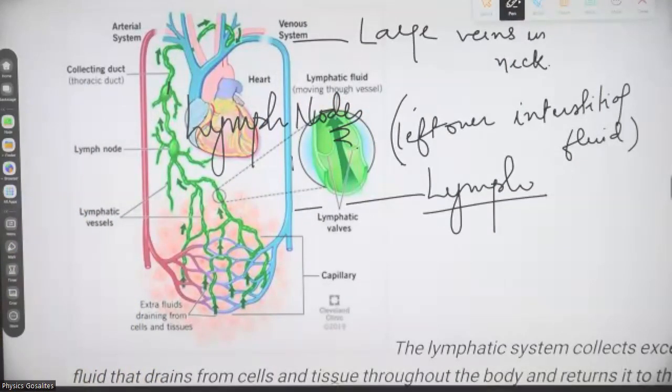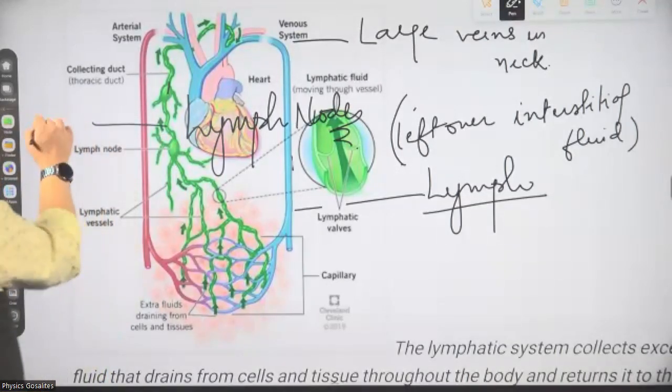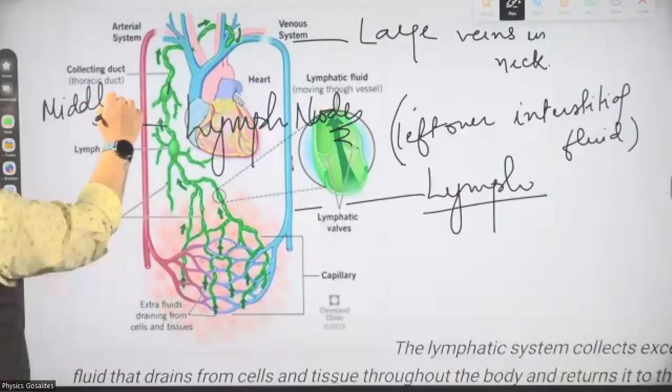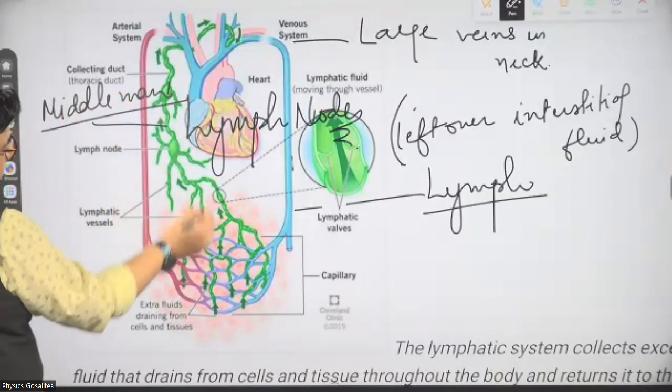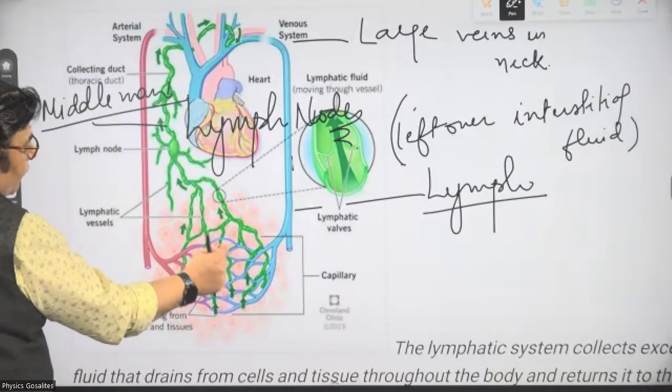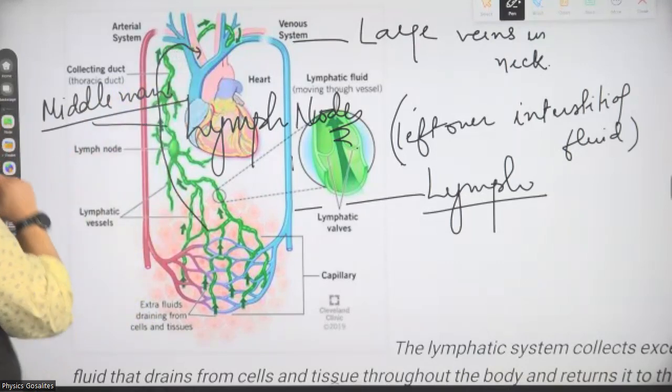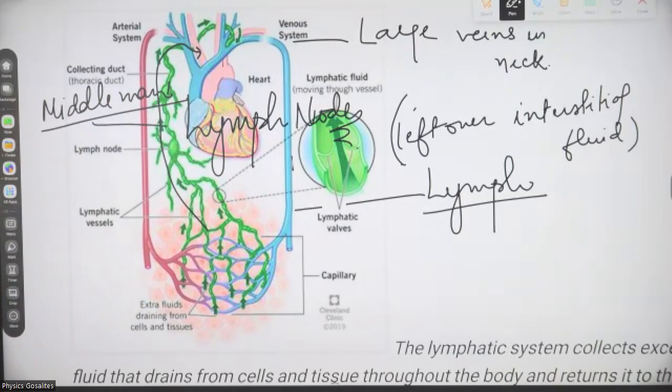And this type of circulation, we can call it the middleman of the body, like just taking something from here and draining it into the venous system. It is a middleman of the body, the lymph, rightly called lymph. The capillaries can be called the lymph capillaries. To define them, they are blind. Blind means closed at one end.